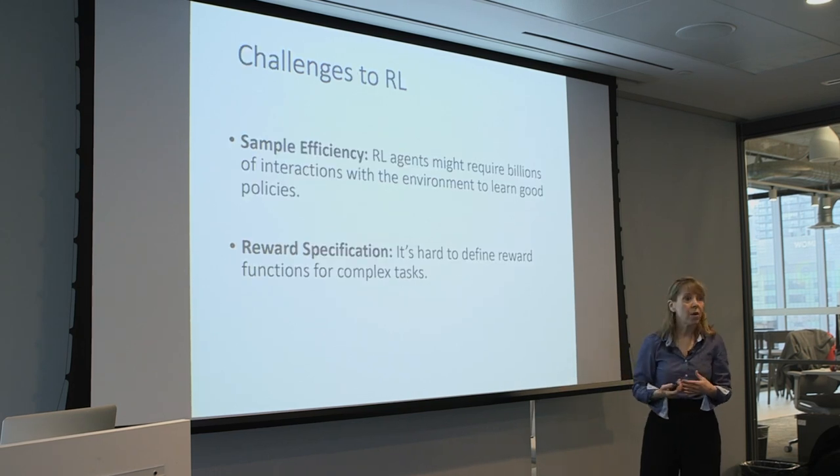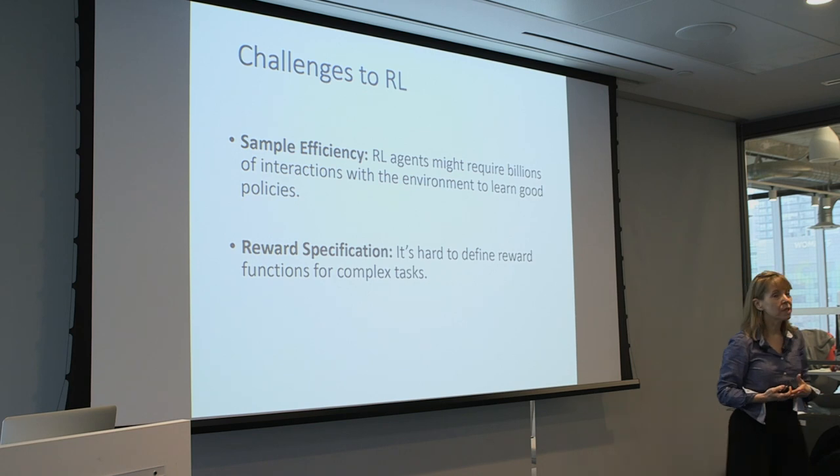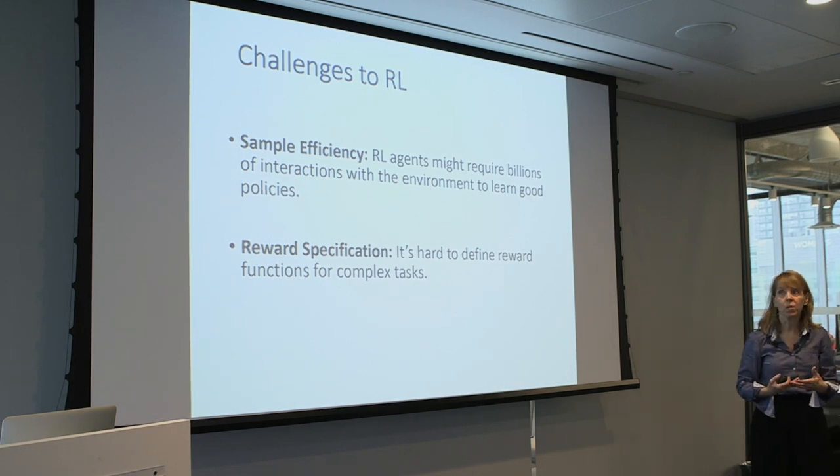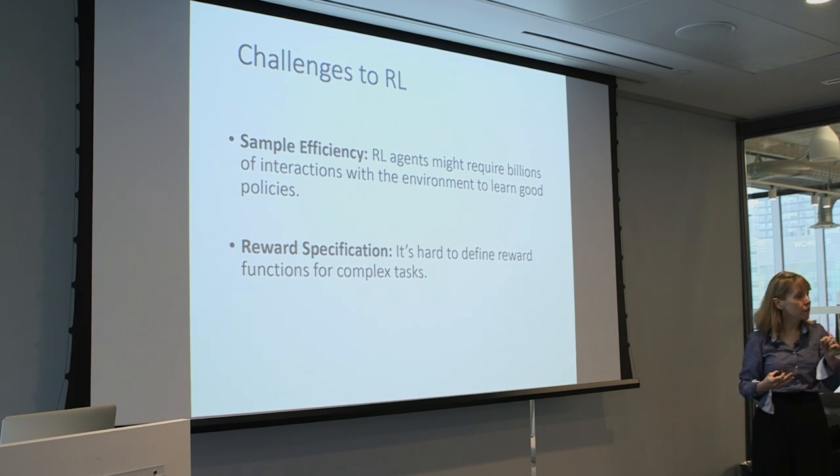And two challenges with reinforcement learning are sample efficiency and reward specification. So sample efficiency, of course, is that RL agents might require billions and billions of interactions with the environment to really learn a good policy. And the other challenge is reward specification. It's really hard to define a reward function for a complex task.